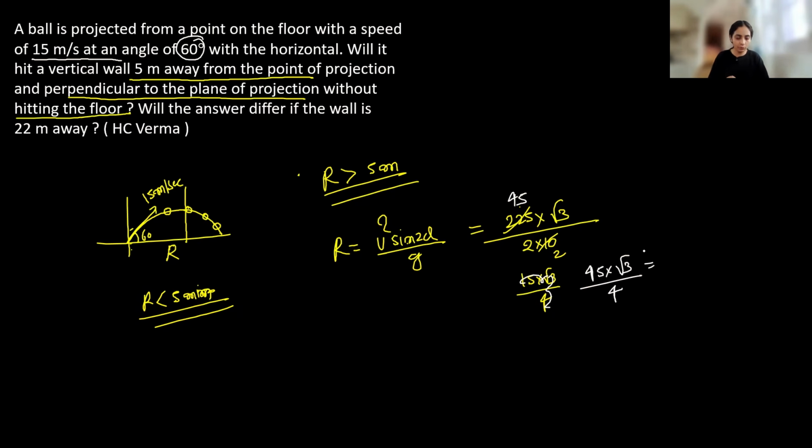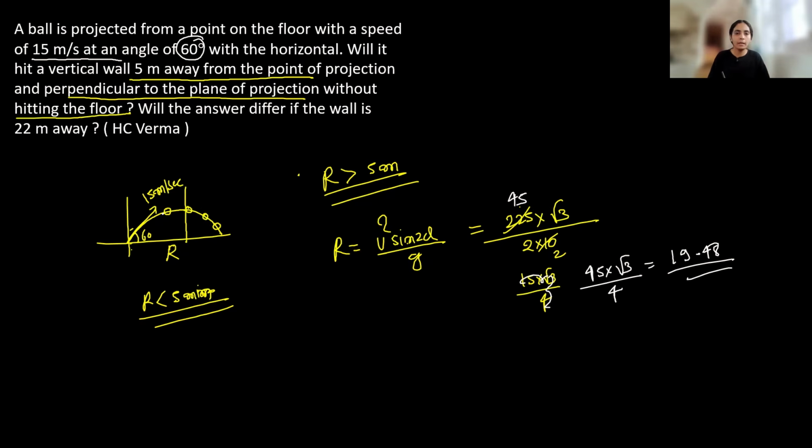Okay. So you just do this 45 into 1.732 and this divided by 4 and that will give you 19.48. So 19.48 is the range. Obviously 5 meter is way below that.